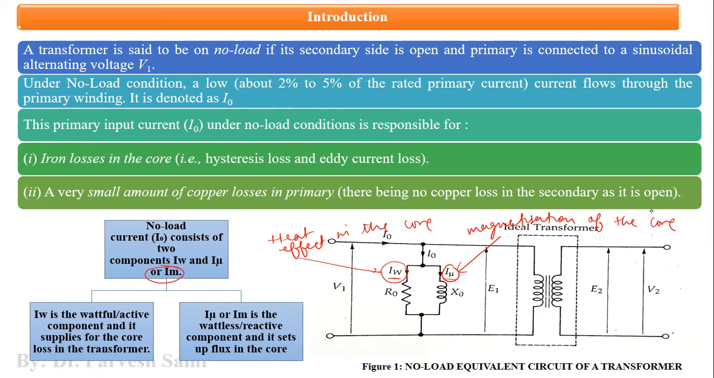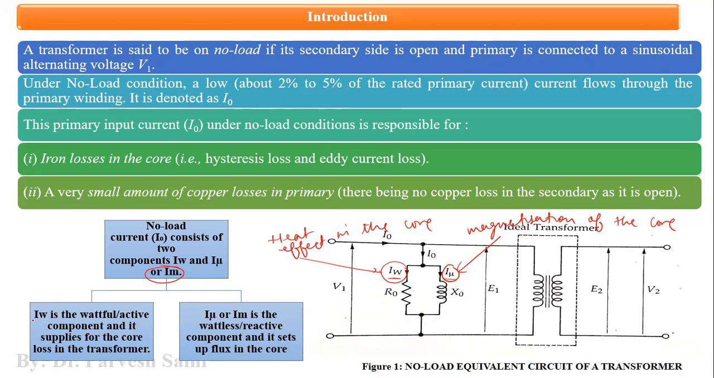Okay, so now because the transformer works on Faraday's law of electromagnetic induction, and it is the magnetic flux which links the two windings mutually with one another, the generation of flux is mandatory in a transformer, and the nature of this flux is bidirectional, which we have already discussed in the EMF equation of the transformer in our previous lecture.